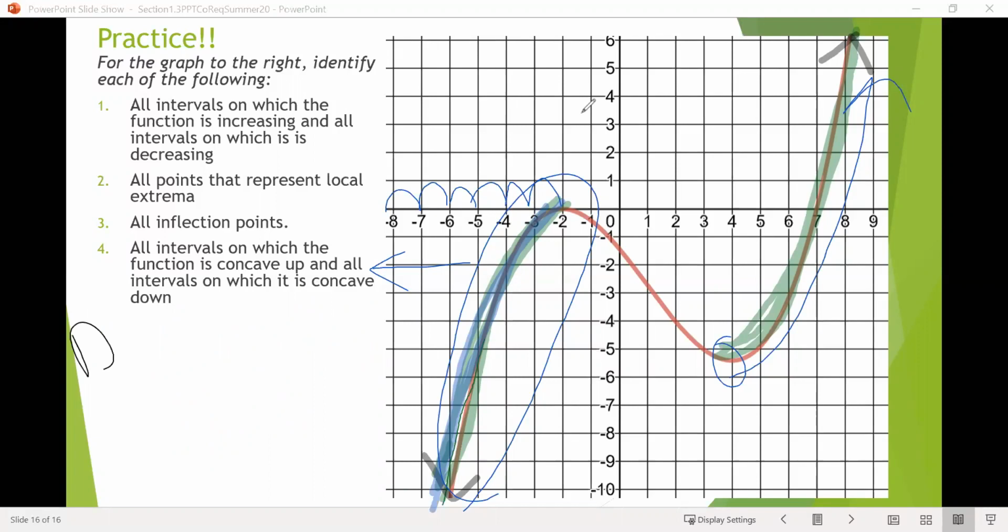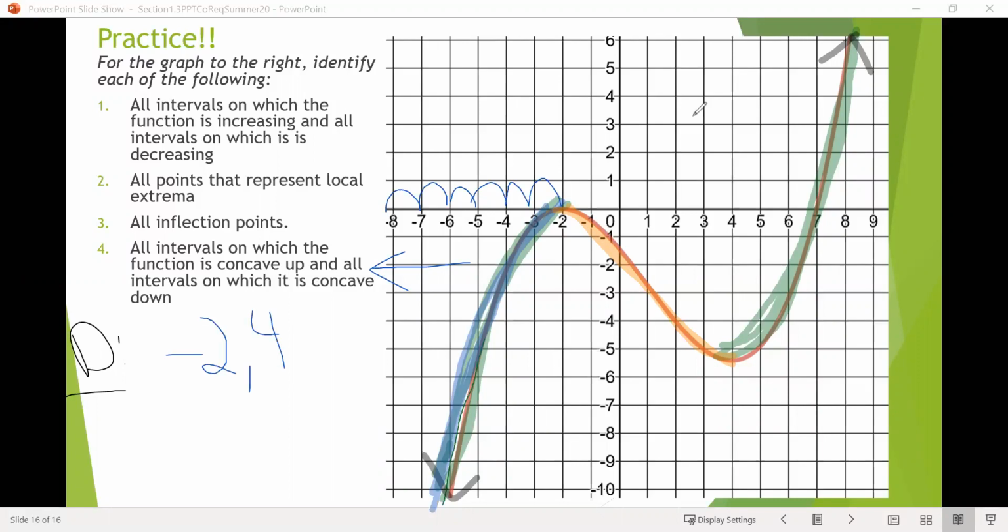So decreasing, remember, is where the function is going down from left to right. And it looks like here where that is happening is from the input value -2 down to 4 there. We see the function goes down. Okay, so our interval notation for our decreasing would be -2, 4.